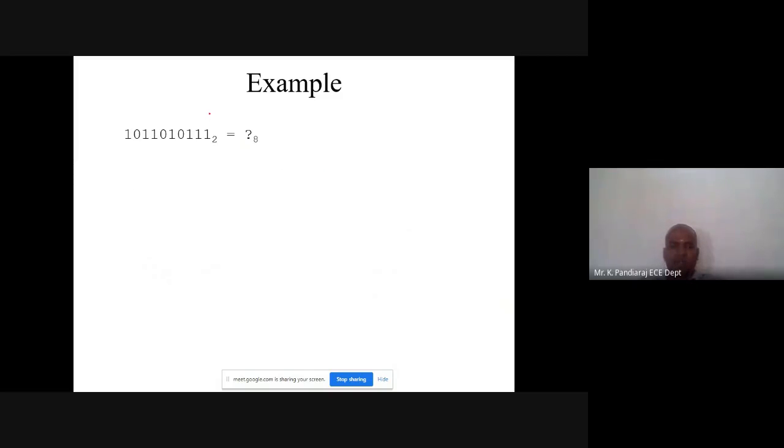Have a look at this. This is the LSB side and this is the MSB side. From the LSB side, we are going to group by 3 bits. So up to here one group, here one group, here one group. Now write the equivalent octal number. This is 1 and this is 3 and this is number 2 and this is number 7. So 1327 is the answer for this question.